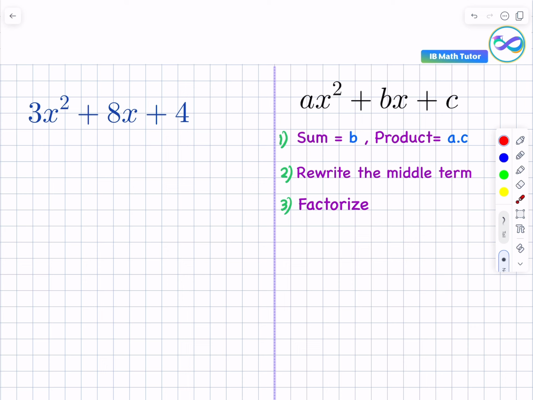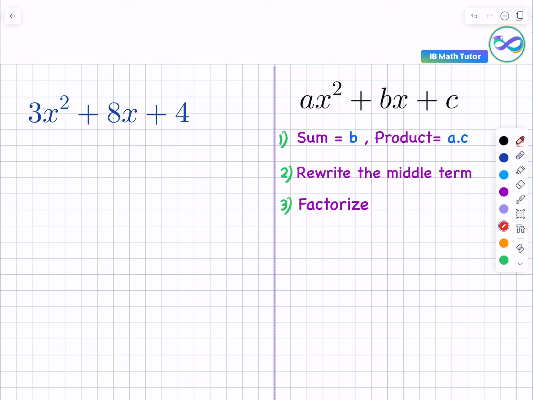So as we know, any quadratic expression can be written like this: ax squared plus bx plus c. Now, to factorize by grouping, first we find two numbers that add up to the middle number b, and the product of those two numbers must be a multiplied by c. Then we rewrite the middle term, which is bx, using the two numbers found in step 1, and after that we factorize. Let's now have this example here to clarify everything.